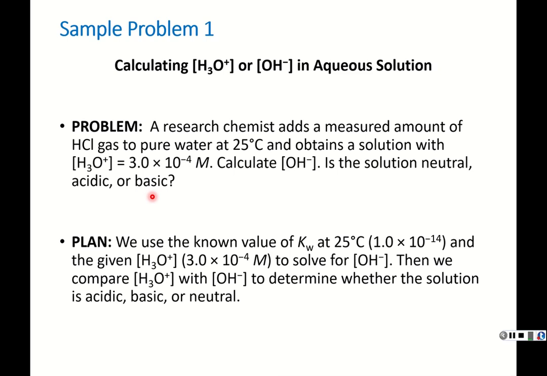We could answer that last one probably without really doing anything, without actually solving this. HCl, remember, is a strong acid. So adding it to water is like adding an acid to water, so this solution is going to be acidic. But we can prove that based on the concentrations of hydronium ion and OH minus here. So how would we do that?